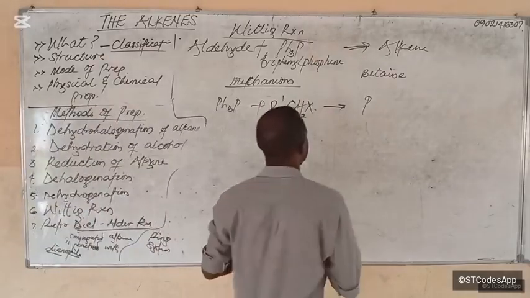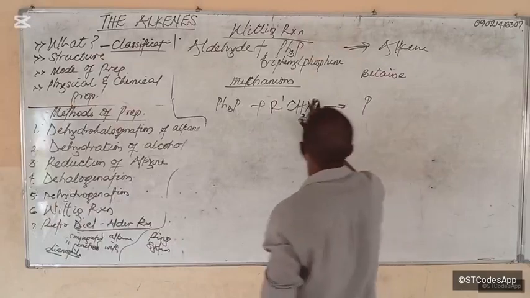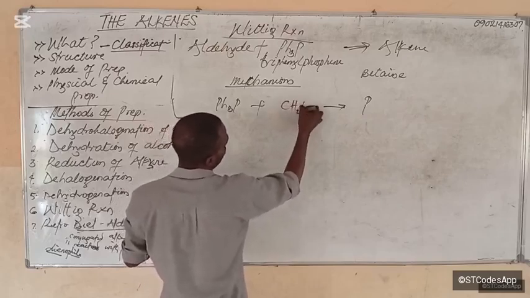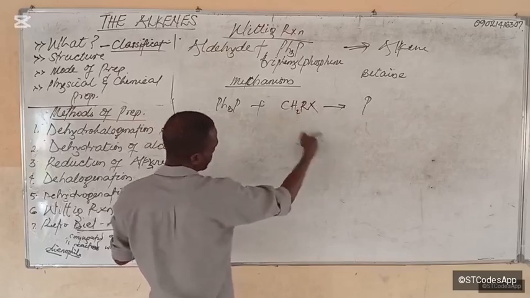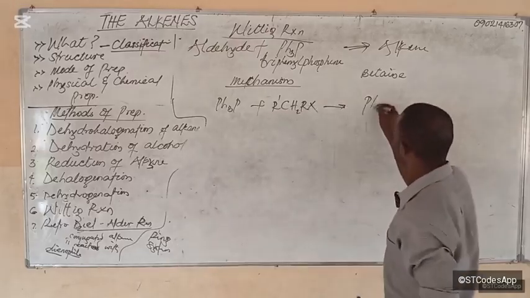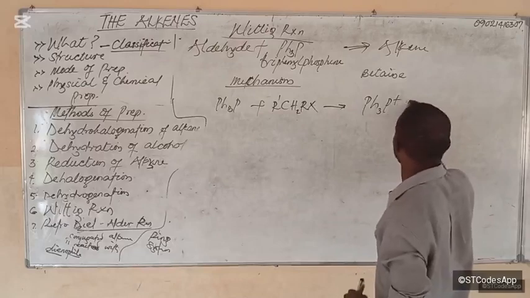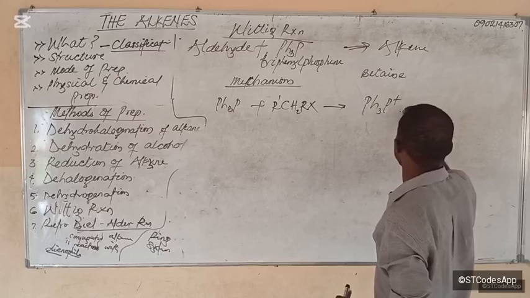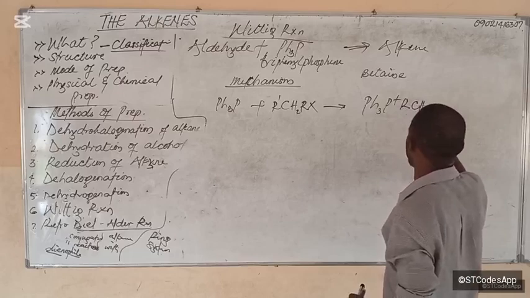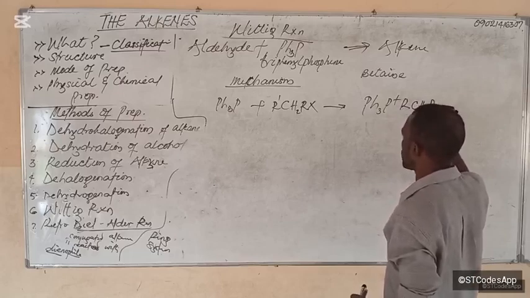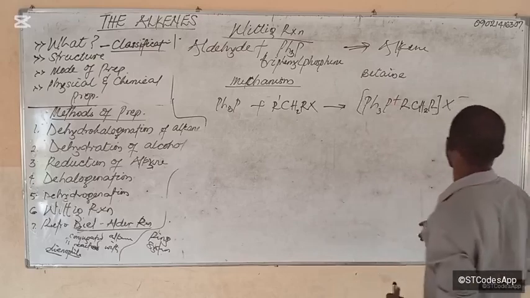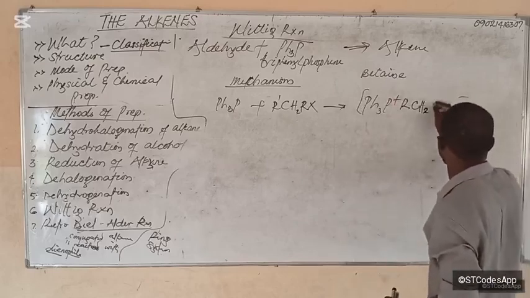So you will have this. You have the RCH2X and triphenylphosphine. What will happen is that they're going to produce this salt that will still be bonded with RCH2, R, and X, right? Alright, so usually we put this X outside.